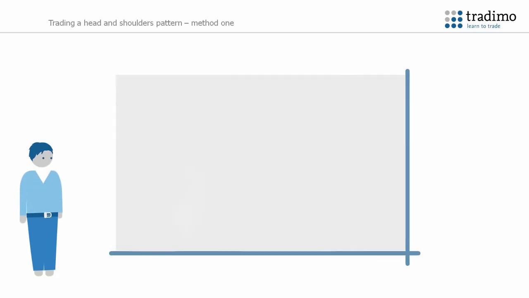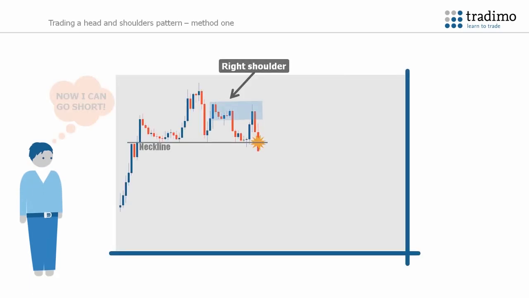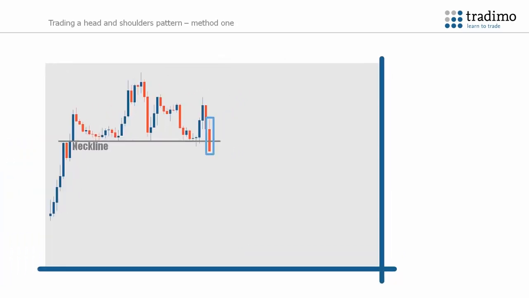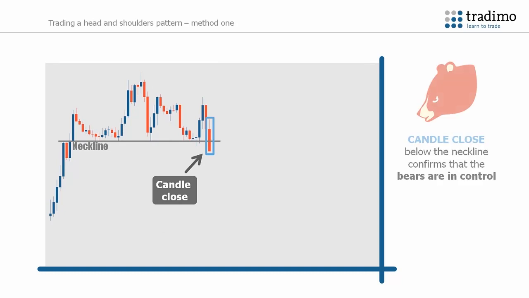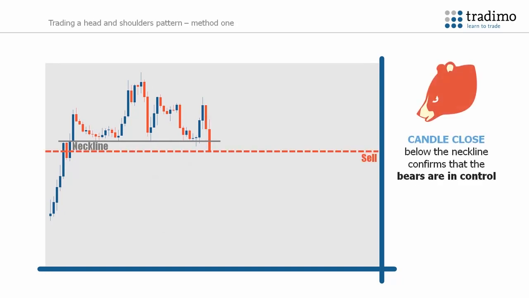Once you have identified a completed pattern, with a formed right shoulder and price breaks below the neckline, you can look to go short. It is a good idea to wait for a candle close below the neckline before you look to enter a short position, as it confirms that the bears are in control and avoids false breaks.